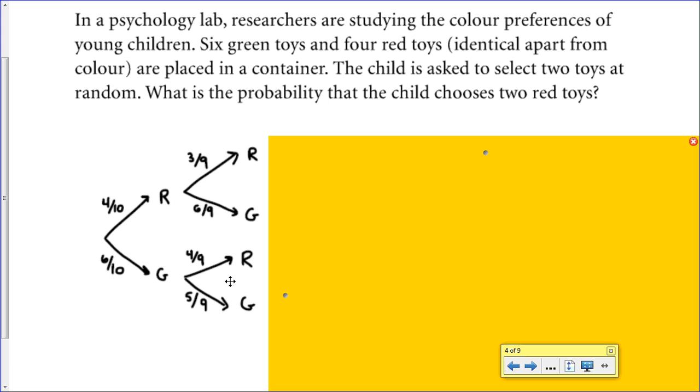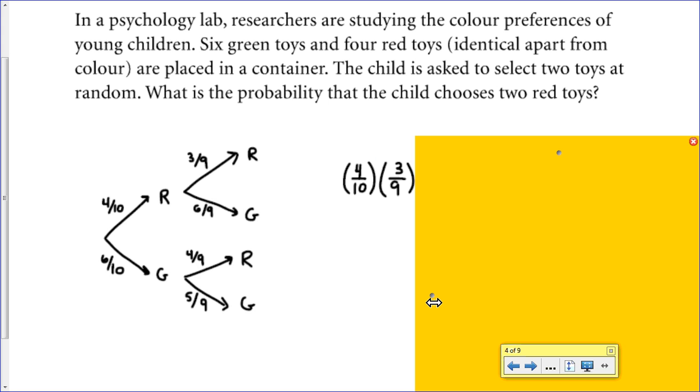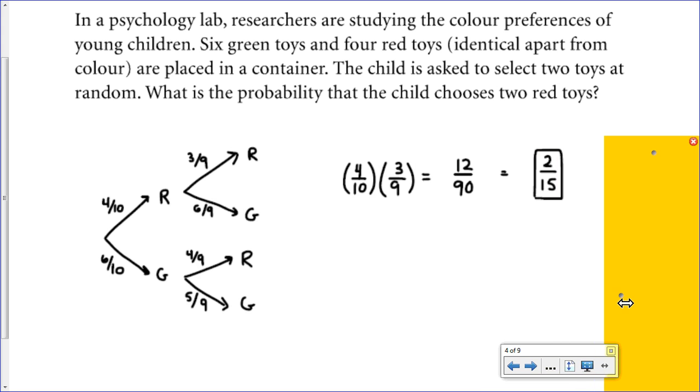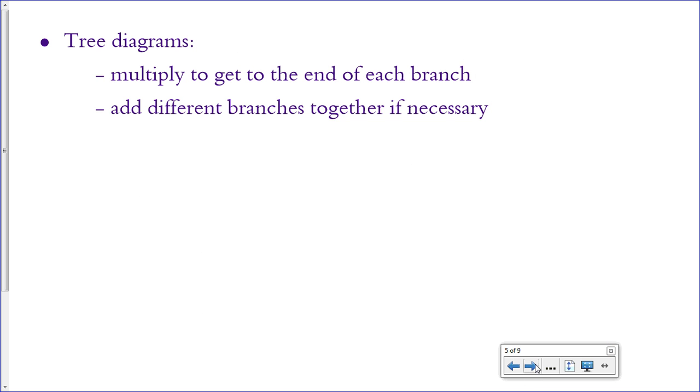And then we just have to see what it's asking us. What is the probability that the child would choose 2 red toys? And here we have to remember that to go down a tree diagram, you multiply along the branches. So 4/10 for the first red times 3/9 for the second red. And that's going to be 12 over 90, which reduces to 2 over 15. So worth re-noting in case you've forgotten that for tree diagrams, you multiply to get to the end of each branch, and then you would add different branches together if necessary, if more than one branch satisfied the conditions that are being asked about.